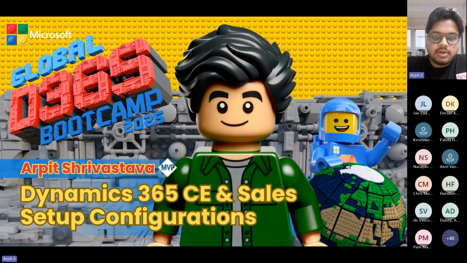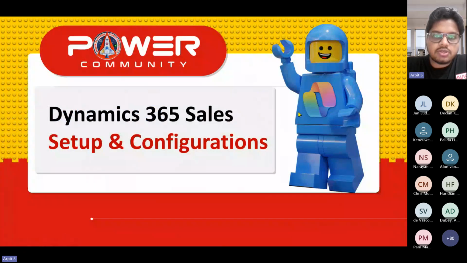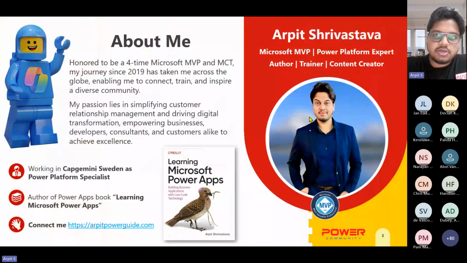To get started, I just wanted to give a quick introduction about me. My name is Arpit Shrivastava and I am a 4-time Microsoft MVP. I'm also a Microsoft Certified Trainer who has been giving trainings globally, and I'm currently working as a Power Platform architect and specialist at Capgemini, Sweden.